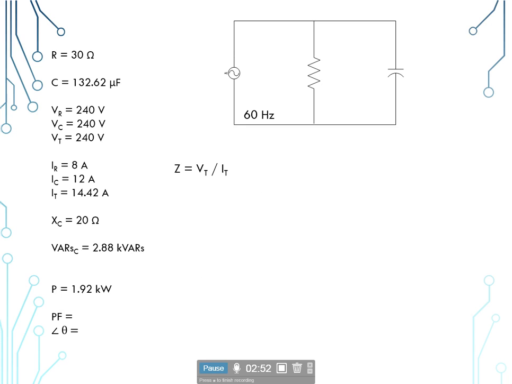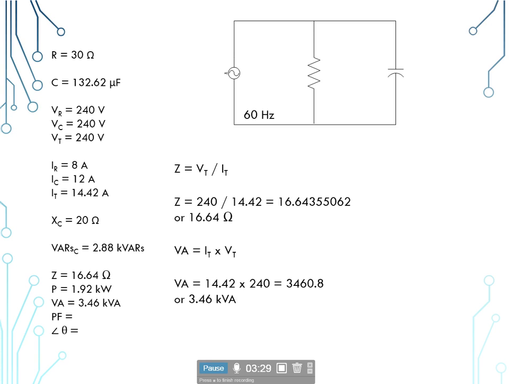And now we're going to be looking for our impedance. Whereas we had to use the Pythagorean theorem in a series circuit to find the impedance, we can use our Ohm's law here. So Z is equal to V sub T divided by I sub T. So 240 volts divided by 14.42 amps gives us 16.64 ohms of impedance. Now our apparent power, volt ampere, is equal to our total current times our total voltage. So our 14.42 amps times our 240 volts will give us 3.46 kVA, or kilovolts ampere.